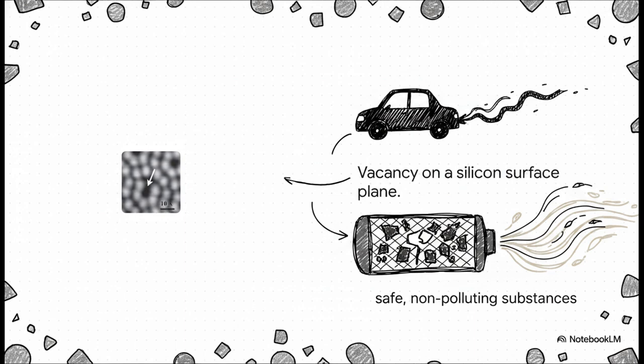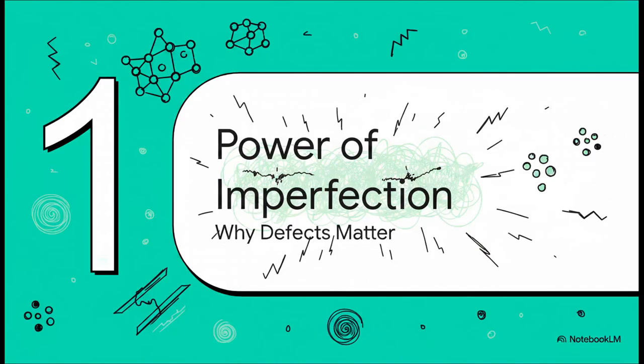Take your car's catalytic converter, for instance. The metals inside are absolutely packed with surface defects exactly like this one. When dangerous polluting gases from the engine exhaust hit that metal, they actually attach themselves right to those specific defect sites. And while they're trapped there, they undergo a chemical reaction that converts them into safe, non-polluting substances before they even leave the tailpipe. No flaw, no reaction. It's that simple.